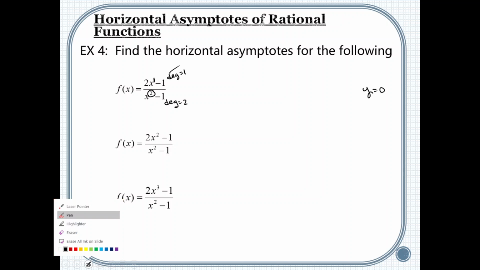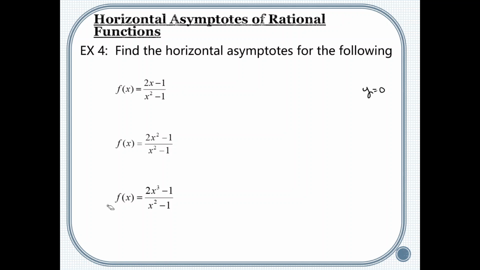Let's take the entire function and divide out that largest exponent. The largest exponent would be x squared. So I'm going to take the denominator and divide by x squared, and I'm going to take the numerator and divide by x squared. If I do that on the top and the bottom, all I've done is multiply by 1, so I haven't changed anything.